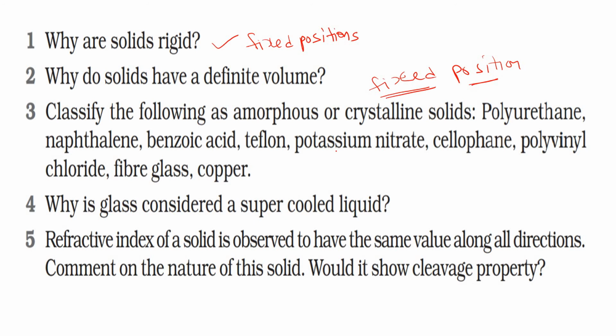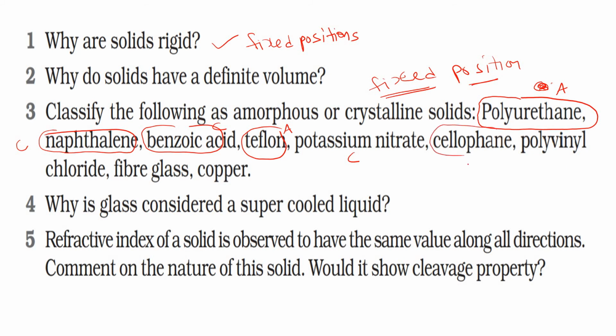Now classify the following as amorphous and crystalline solids. Polyurethane is a polymer. Generally polymers are formed by covalent compounds, and covalent ones are called amorphous. Naphthalene is a crystalline form. Benzoic acid is also crystalline. Teflon is amorphous. Potassium nitrate is crystalline. Cellophane is a polymer, and polymers are generally amorphous.